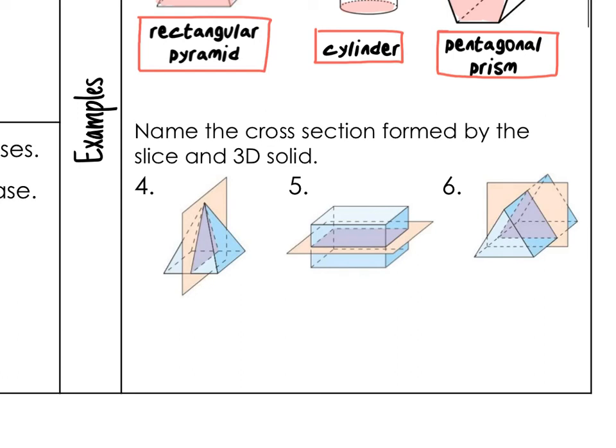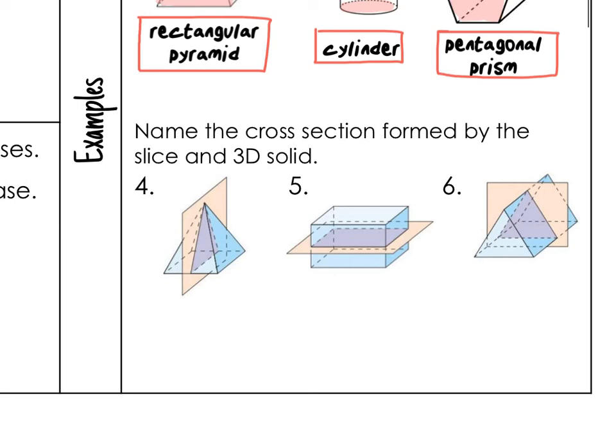Now for the next 3, 4, 5, and 6, what you're going to do is name the cross-section formed by the slice and 3D solid. So the slice is this plane here. This plane slices this pyramid straight down, and this plane here slices this prism across. It's a horizontal slice. This is a vertical slice. And then this is also a vertical slice. And this shape that it's slicing is a triangular prism. So go ahead and write what are the 3 cross sections that are formed, one for each. Pause the video and then press play when you're ready to see the answer. Please pause now.